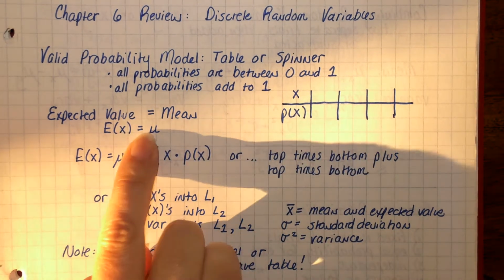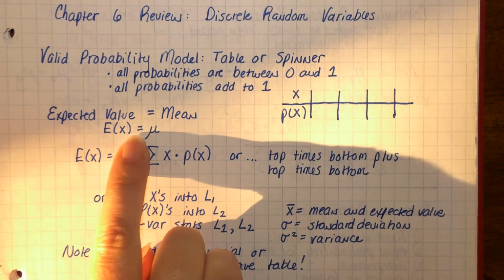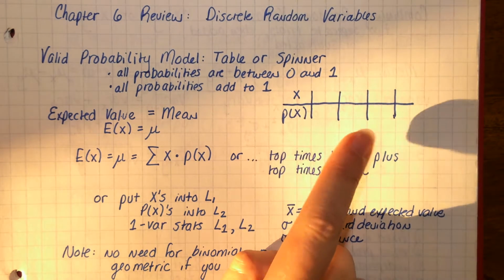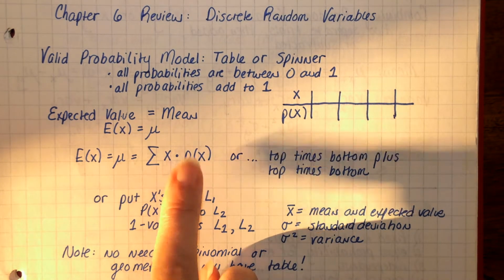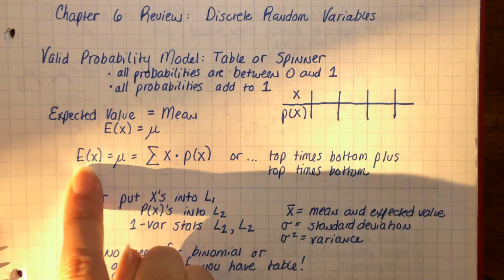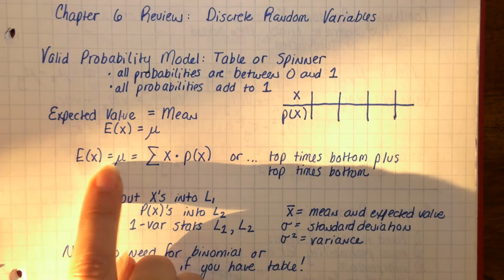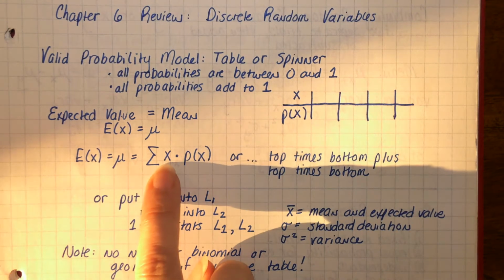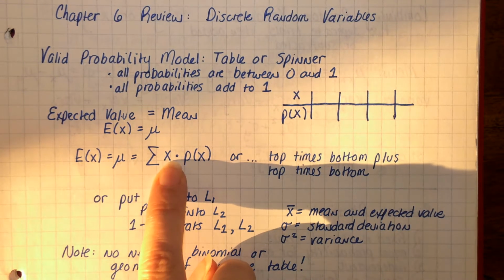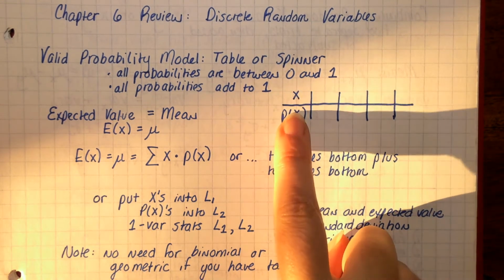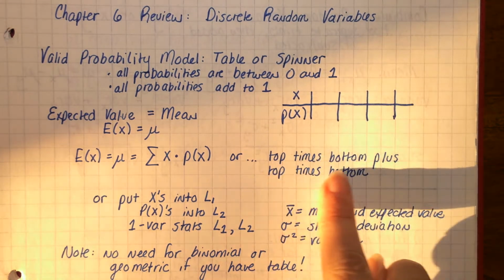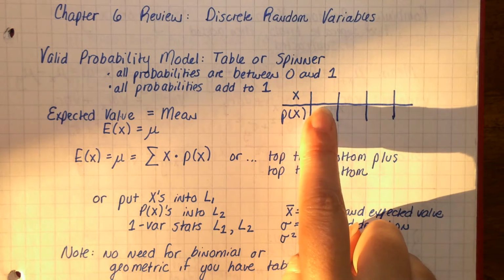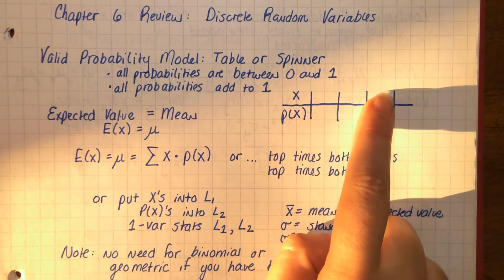The second thing we did was we found the expected value, or the mean, of that probability model. And so what that means is like what you would expect for each spin, basically. And we said the expected value and the mean are equal. Here's the formula. So x times p of x. And I say top times the bottom plus the top times the bottom plus the top times the bottom.